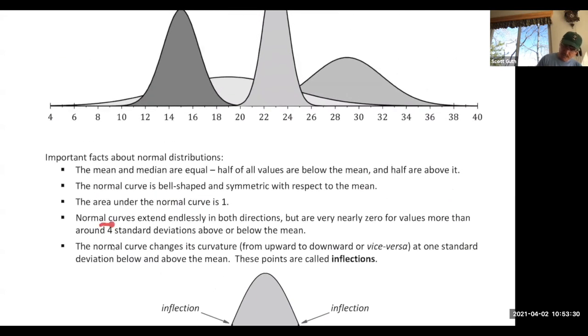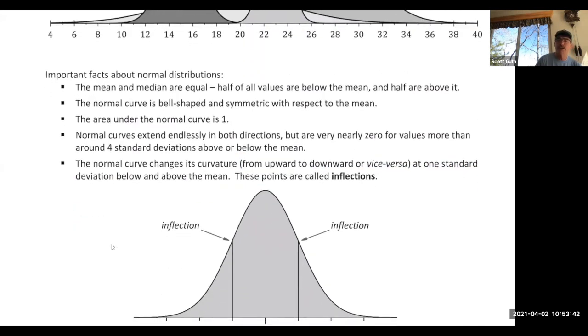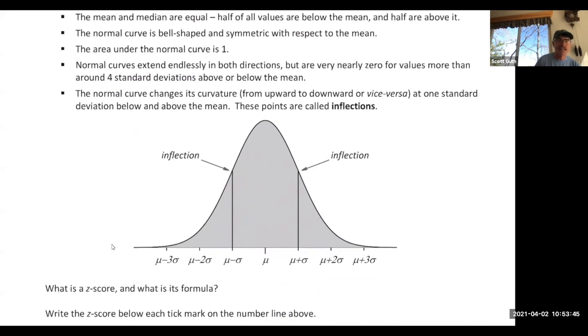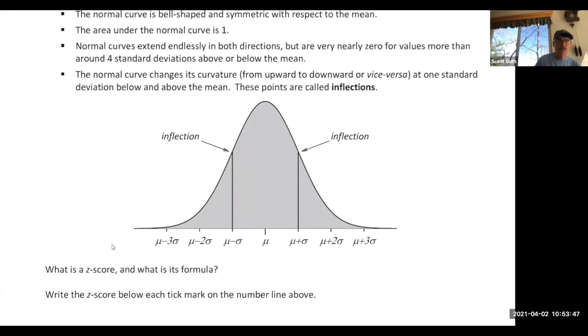Normal curves extend endlessly in both directions, but they zero out for values that are more than around 4 standard deviations above or below the mean. So the curve essentially zeroes out at 4 standard deviations up or down from the mean. That's always going to happen. The normal curve changes its curvature from upward to downward at 1 standard deviation below and above the mean. That's kind of interesting. These points are called inflections. So here's the mean right here in the middle.